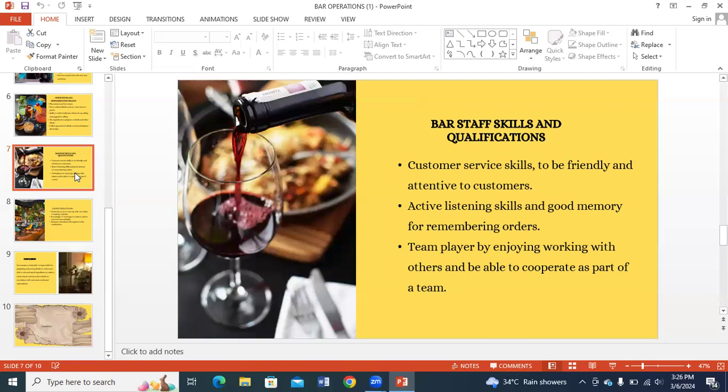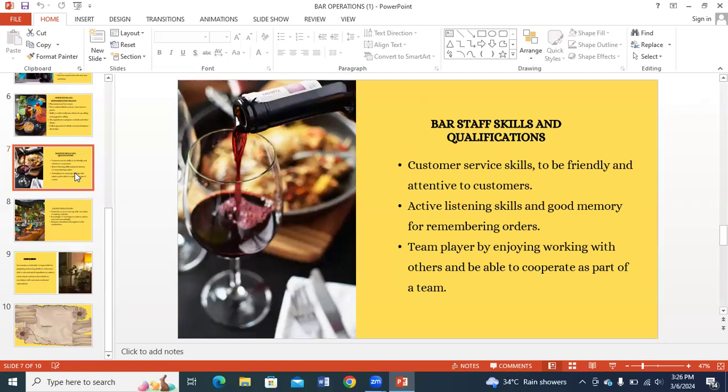And also you should be a good team player. You should be able to work well with the other members of the staff, as teamwork also brings about orderliness, where you are able to carry out the various tasks that are given in the shortest time possible. You are able to help each other out and maximize on the number of customers that are around.